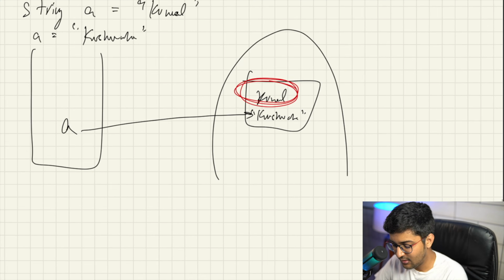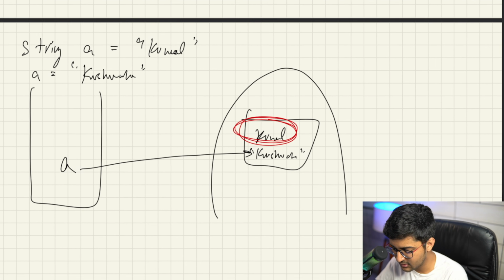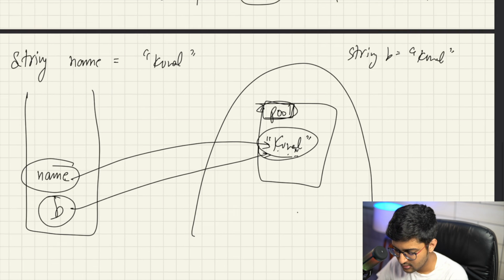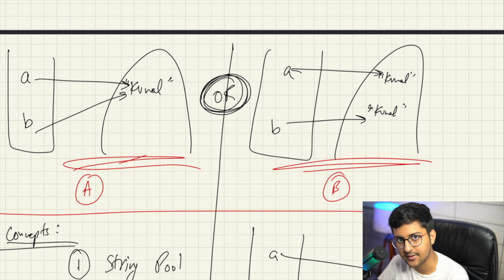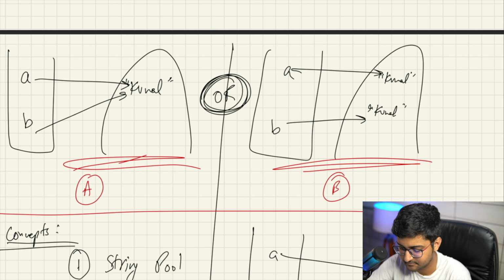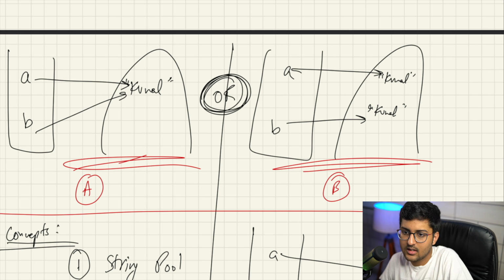Now another proof I want to show you about this is how can we actually check whether this is happening or this is happening? How do we compare values? How do we check whether more than one reference variable are pointing to the same object or different objects? Let's see how we can do that.